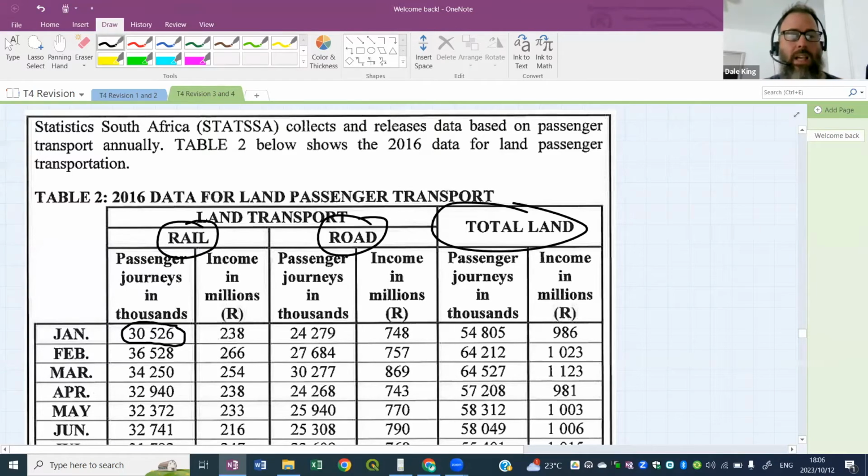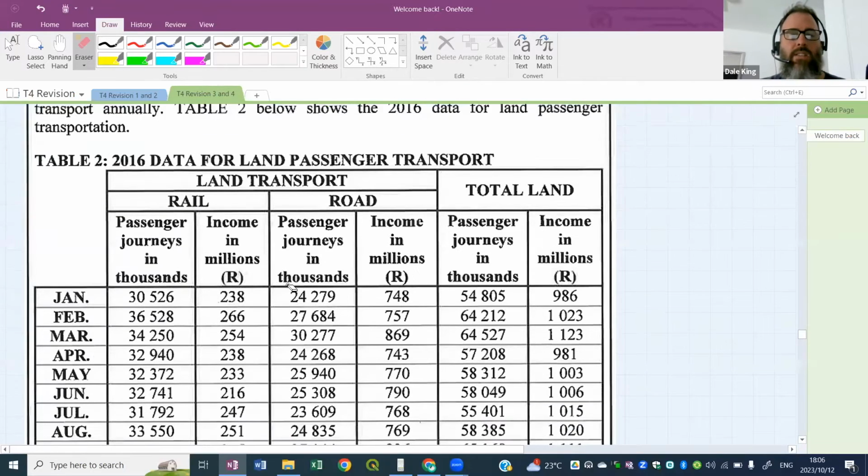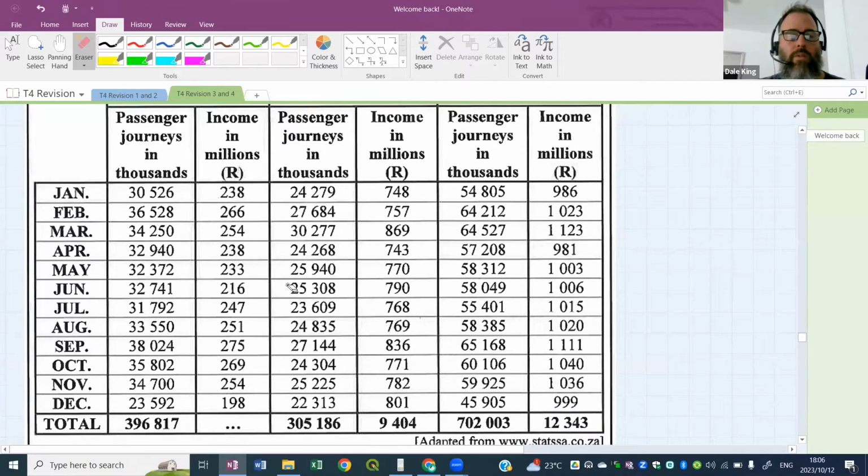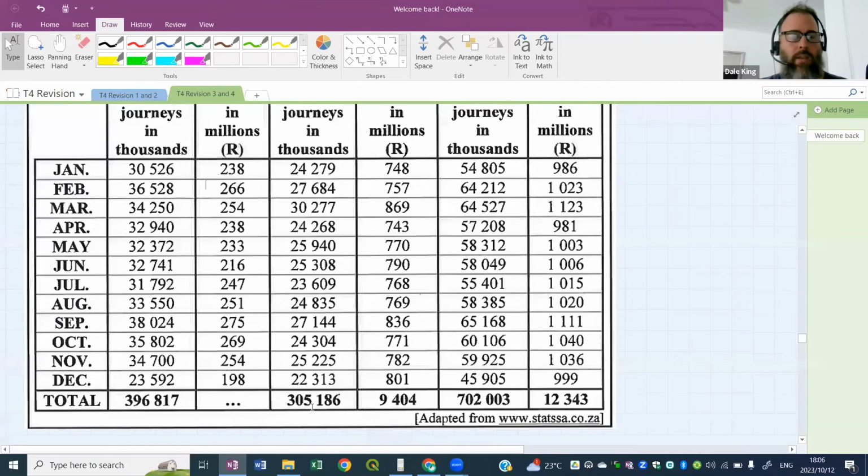Then the income from rail is in millions. So that's 238 million. Just remember that when we read this table. All right, we have the number of passengers and the income for rail and road, and then a total at the end of the table. And this is for a year, from January to December. You can see on the left-hand side there we got months. So there's the data in the table. This is what we're going to work with tonight. We also have totals at the bottom that you can see. They've added up all the totals for the 12 months at the bottom of each column.